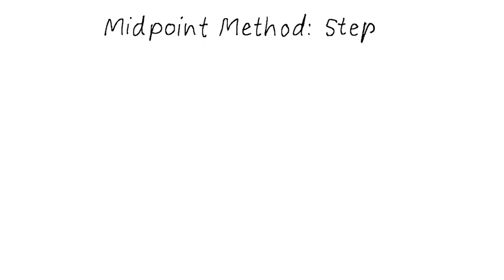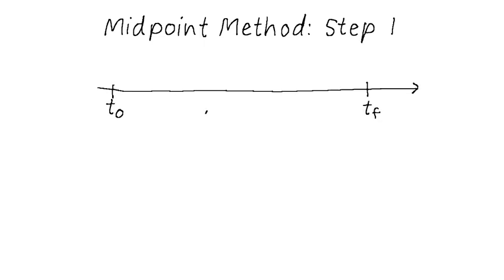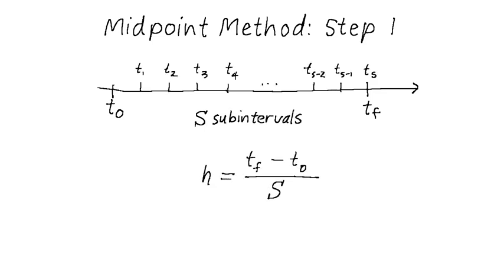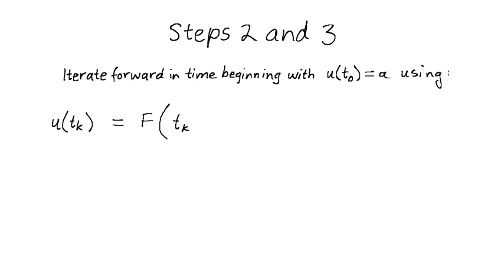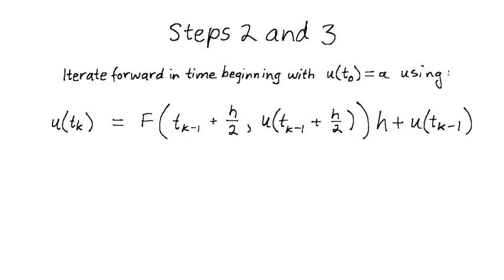Step 1 is exactly the same as it was with Euler. We take the interval over which we're looking to compute a solution and divide it into capital S subintervals, each of width h. The new stuff happens in steps 2 and 3, which I'm just going to roll together here. We iterate forward in time, beginning with the initial condition, but now the recursion we use is this. Note that the capital F function that describes the rate of change in the solution is now being evaluated at the midpoint of the subinterval.